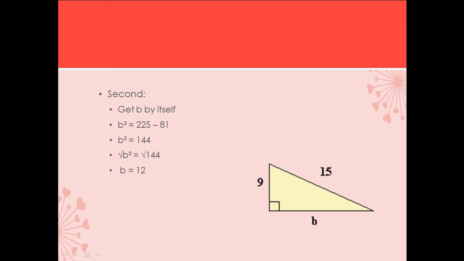Next, we want to get b by itself. So we have to subtract 81 from both sides. So b squared equals 225 minus 81. That is equal to 144. In order to get b by itself, though, we need to take the square root of both sides. So the square root of b squared is equal to the square root of 144. Our square root and our square cancel out and gives us b. Square root of 144 is equal to 12. b is equal to 12, which is our second leg.